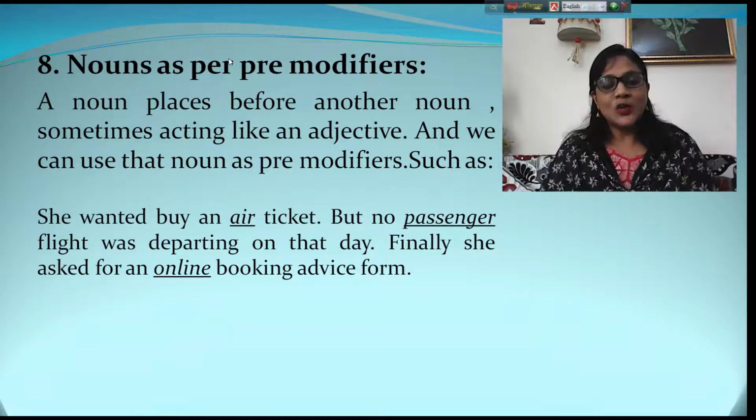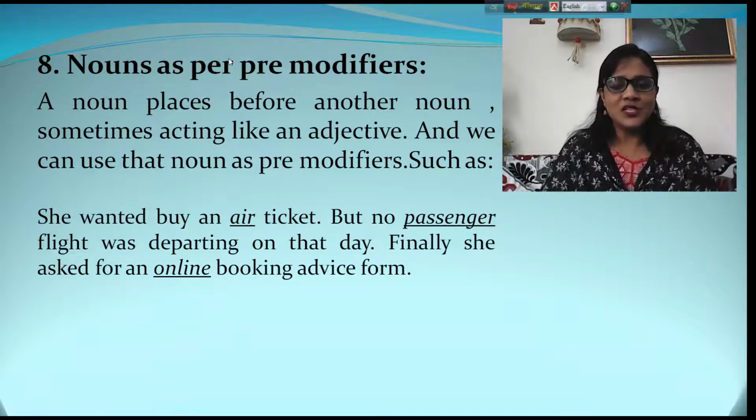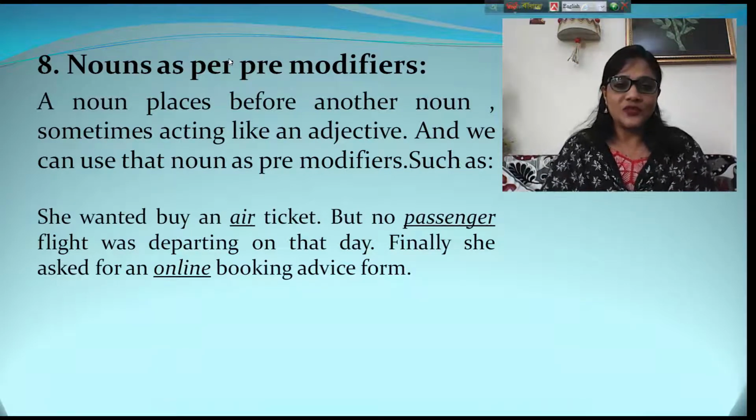এটা অনেক সময় অ্যাডজেক্টিভের মতো কাজ করে থাকে। তোমরা উদাহরণগুলো দেখলেই বুঝে যাবে, such as: she wanted to buy an air ticket. সে একটা প্লেনের টিকিট কাটতে চেয়েছে। দেখো এখানে এয়ার টিকিট, টিকিট is a noun, air is also a noun, but air ticket, টিকিটটা কিসের? This noun modifies the second noun. For this reason it works as an adjective, and for this reason it works as a pre-modifier.